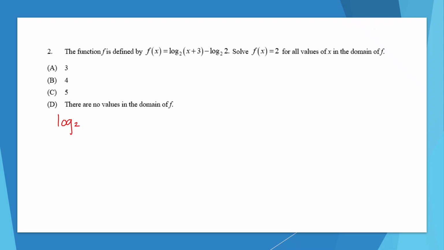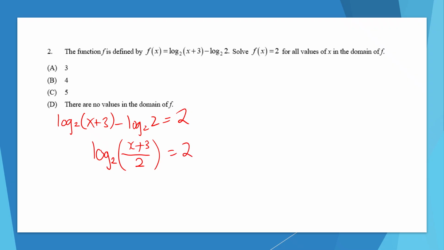So log base 2 of x plus 3 minus log base 2 of something equals 2. The first way I'm going to solve this is by simplifying the left-hand side by combining them into a single log. So remember, if we have the same base and we are subtracting two logs with the same base, we can divide the insides. So log base 2 of (x plus 3) over 2 equals 2.